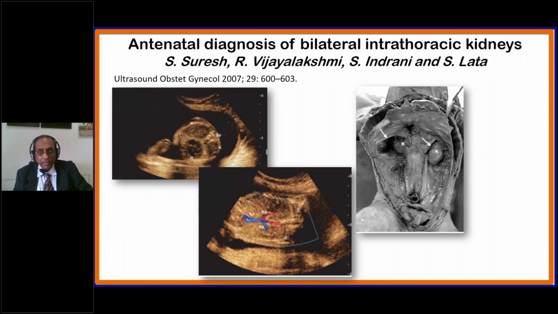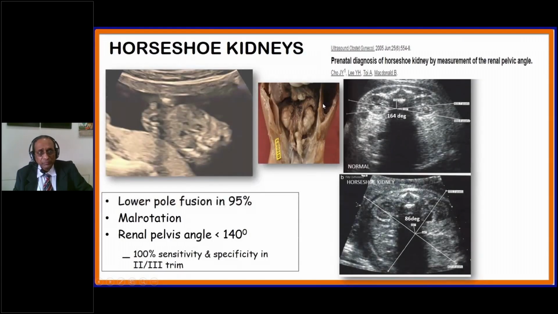Now, kidneys can be found in odd locations, and very rarely we can see kidneys in the thorax. Here are bilateral thoracic kidneys, as you can see here, and both renal arteries are actually facing upwards instead of facing perpendicularly to the sides.